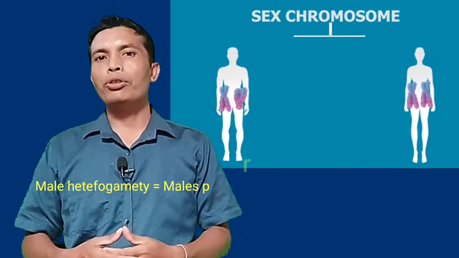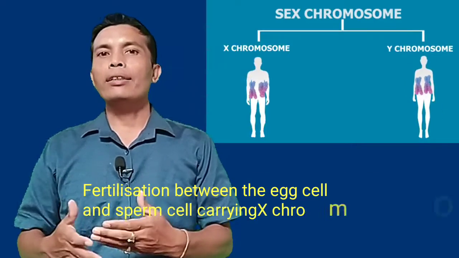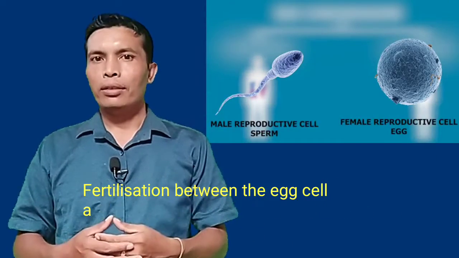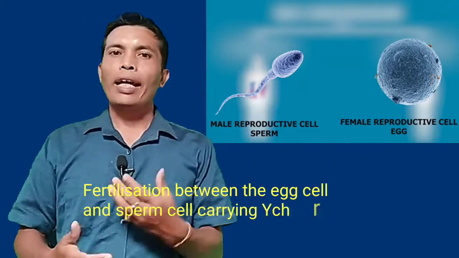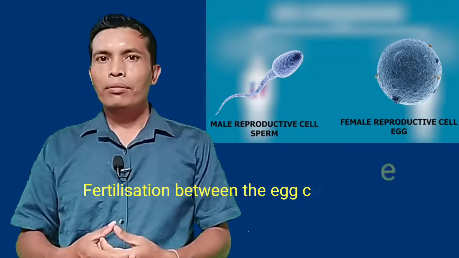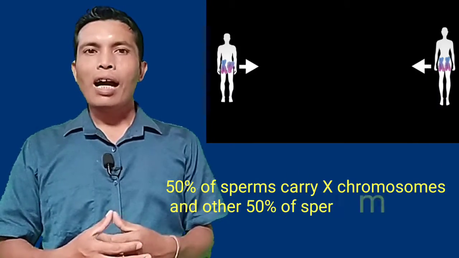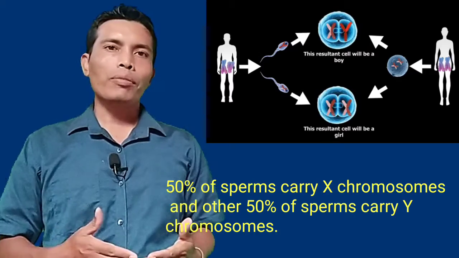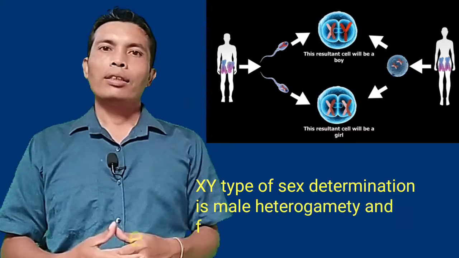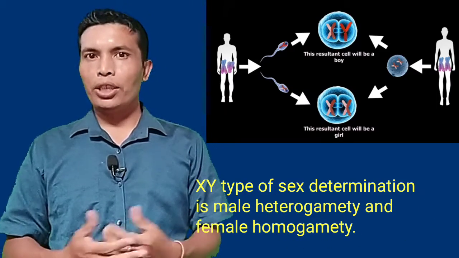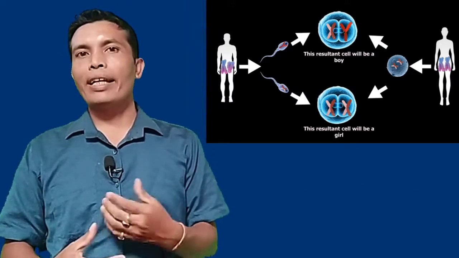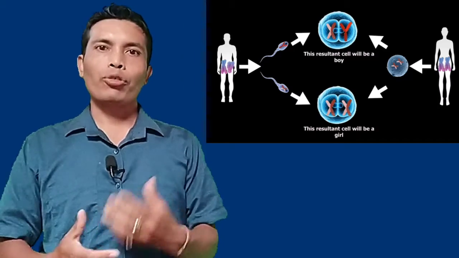If the fertilization occurs between the egg cell with the sperms carrying X chromosome, the individual will become female. If the fertilization is between the egg cell with the sperm cell carrying Y chromosome, the individual will become male. Half of the sperm cells carry X chromosome, other half of the sperm cells carry Y chromosome. That is why the XY type of sex determination is called male heterogamety and female homogamety, because 100% of the egg cells or female gametes carry X chromosome.